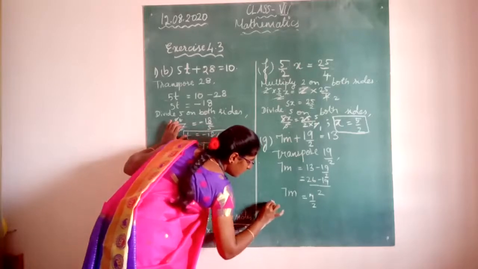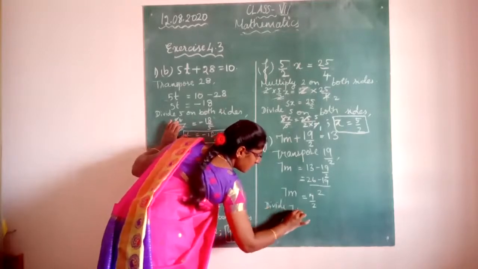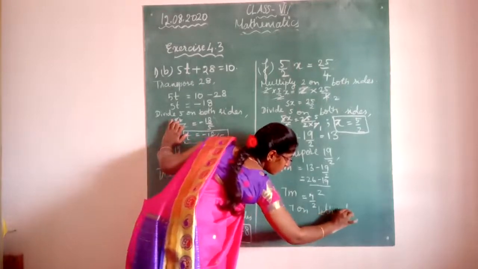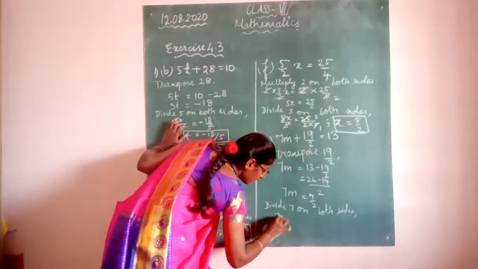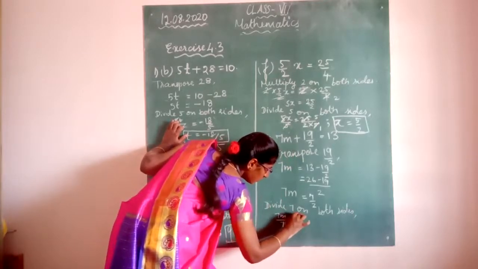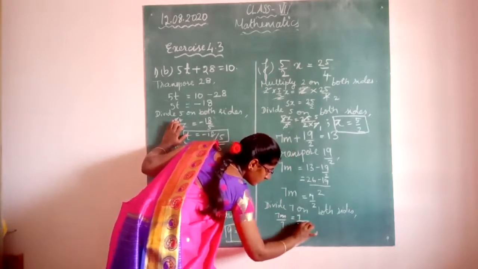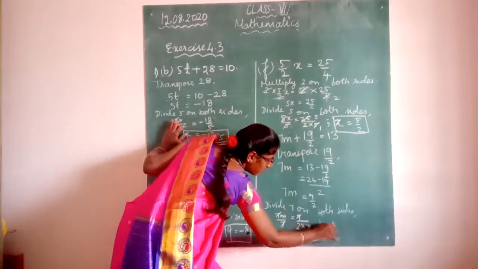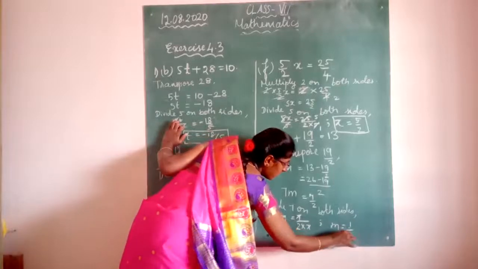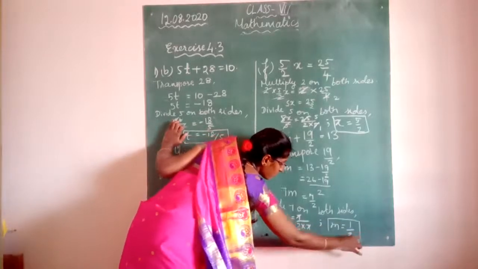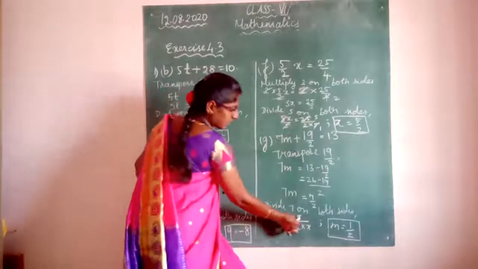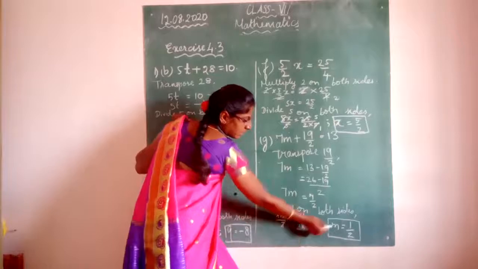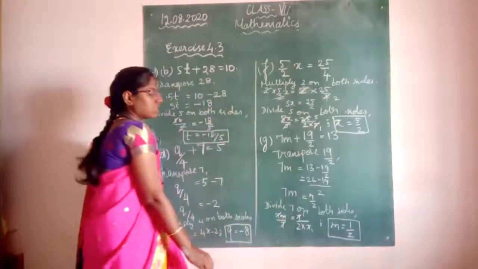Now divide 7 on both sides. So what will you get? 7m by 7 equal to 7 by 2 into 7. 7 7 cancel, 7 7 cancel. So what will be left out? M is equal to 1 by 2. Clear? This side only m is left out and this side now nothing in the numerator, and here 2 into 1, that is 2. So m is equal to 1 by 2 is the solution.